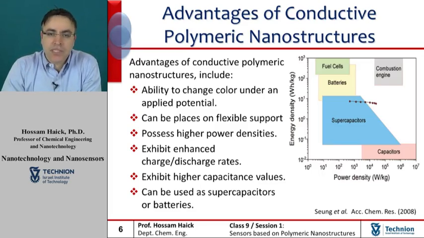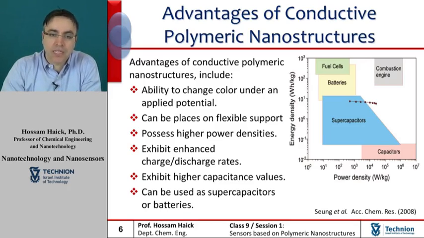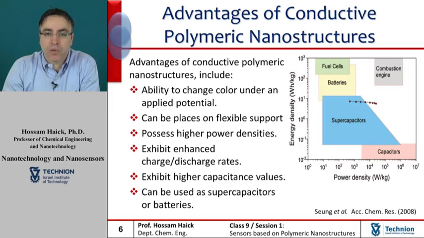The second advantage is that polymeric nanostructures can be placed on flexible supports. The third advantage is that polymeric nanostructures possess higher power densities. The fourth advantage is that polymeric nanostructures exhibit enhanced charge or discharge rates. The fifth advantage is that polymeric nanostructures exhibit higher capacitance values. And the sixth advantage is that polymer structures can be used as supercapacitors or batteries.